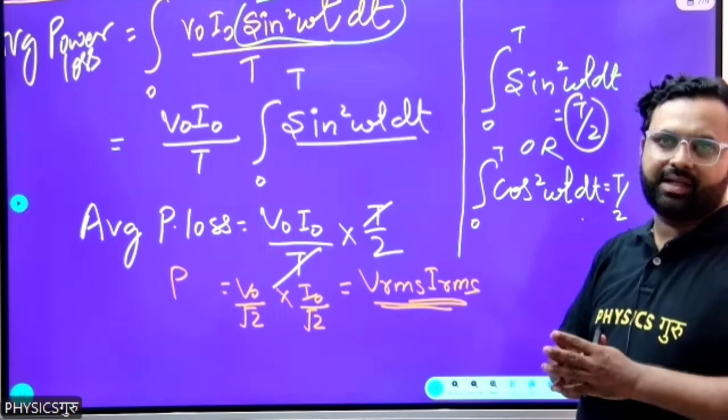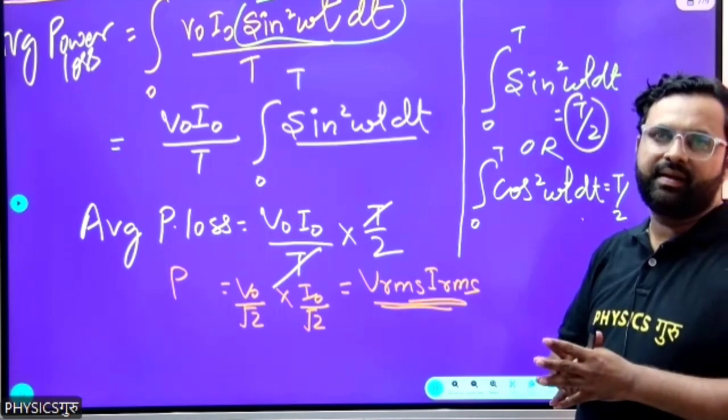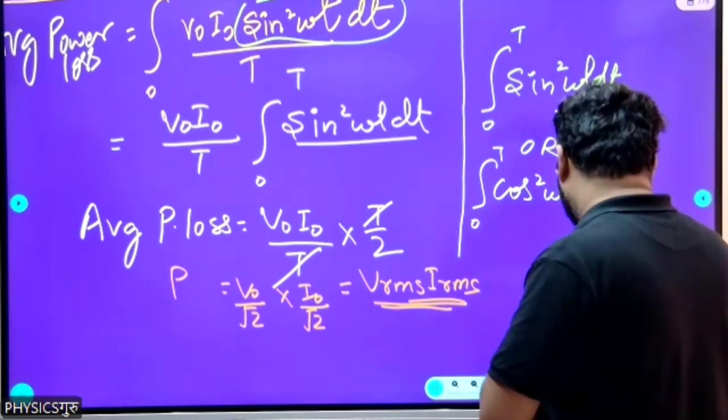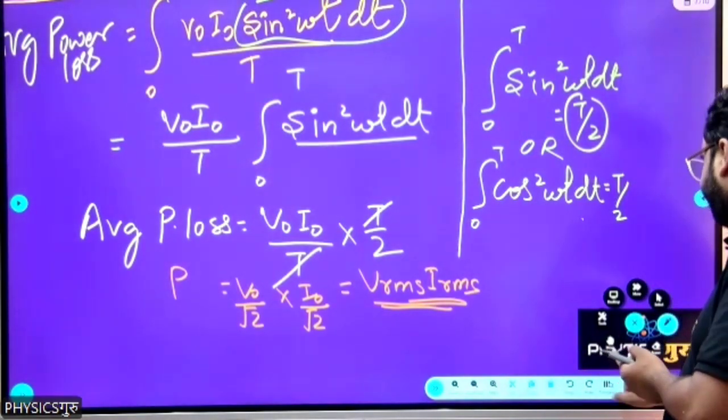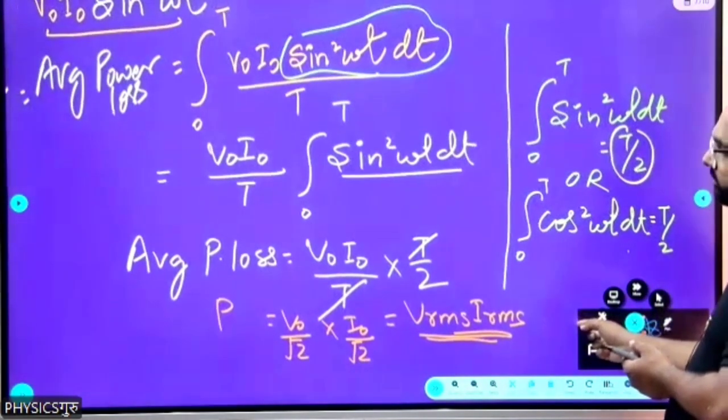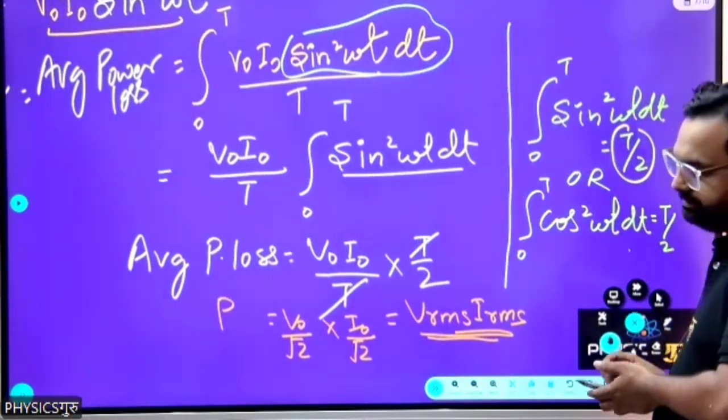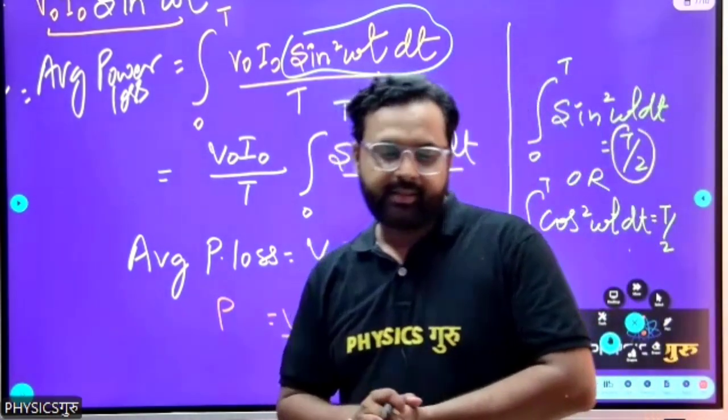I hope the concept is clear. Any doubt in this step? Okay. Now the next article, power loss in RLC circuit. Power loss in RLC circuit, right?